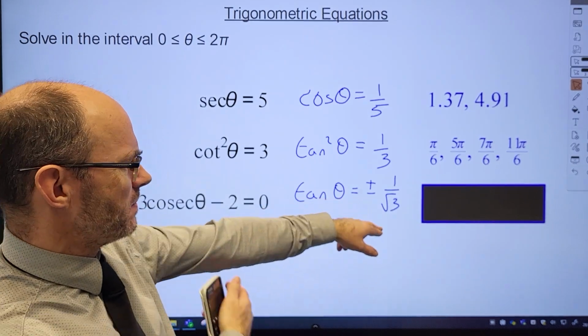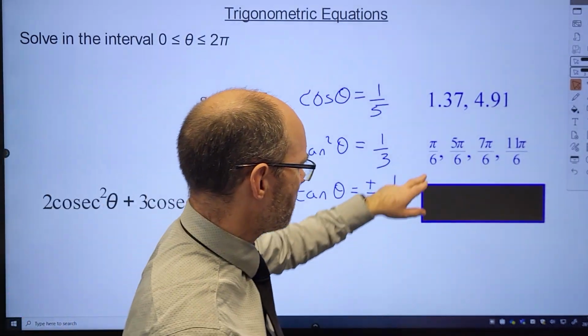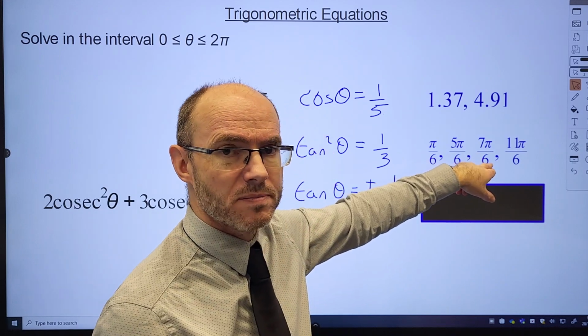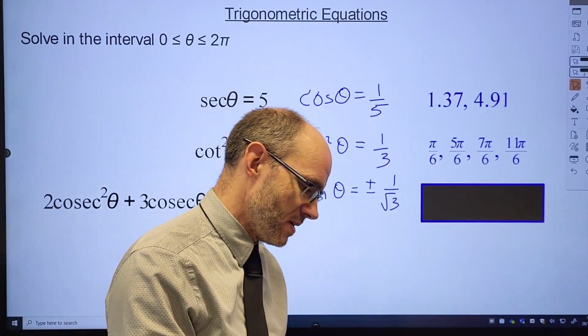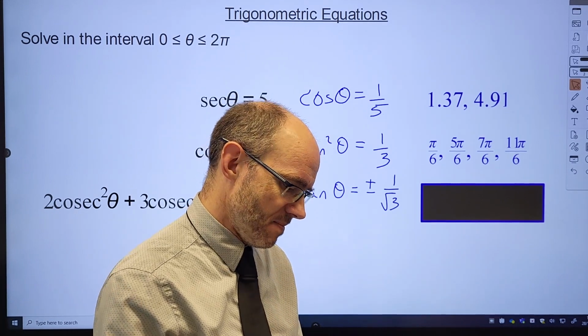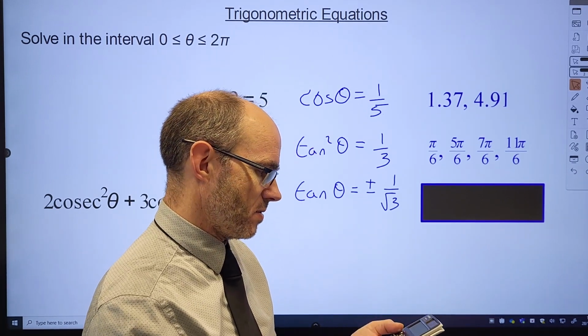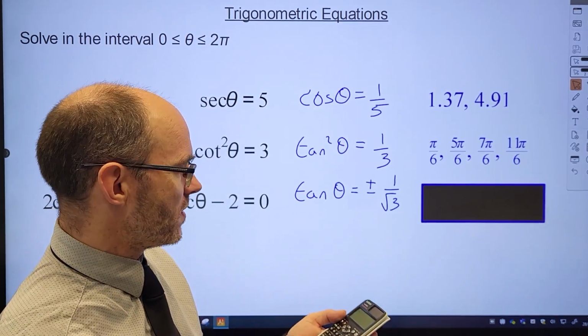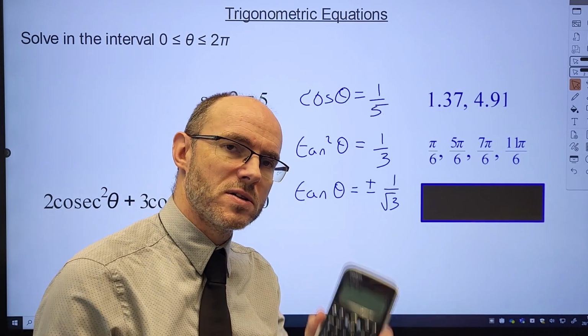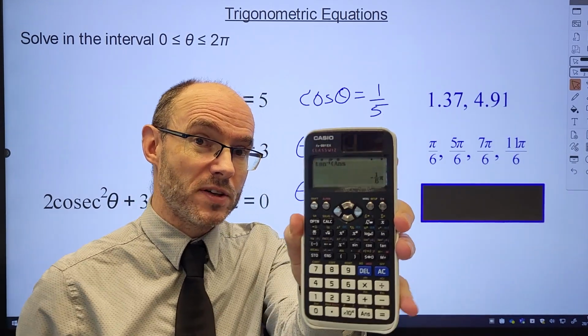And that gives you pi over 6, 7 pi over 6. Then you do the inverse tan of negative 1 over root 3. Now, if you're in a calculator, you do that. So I'm going to type in 1 over negative root 3. If you do the inverse tan of negative 1 over root 3, the first answer it gives you is negative pi over 6. I don't know if you can see that.